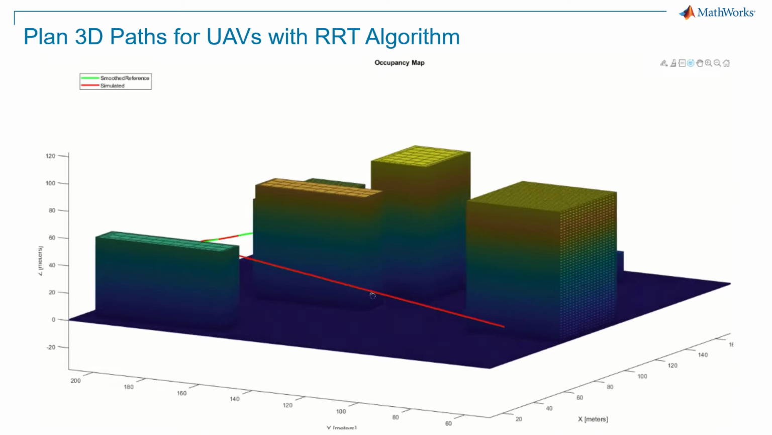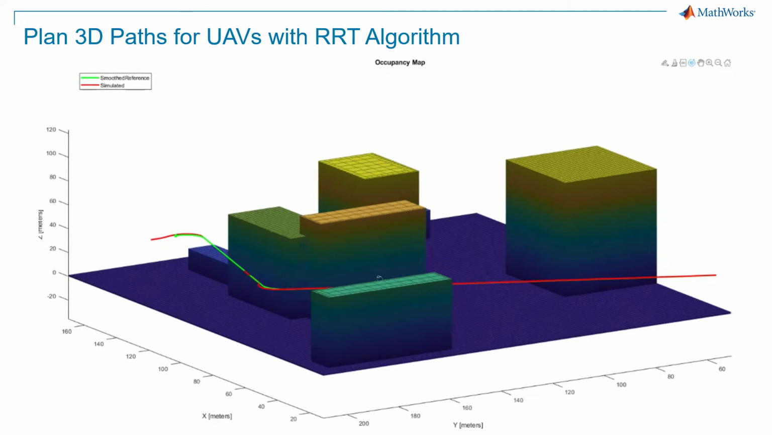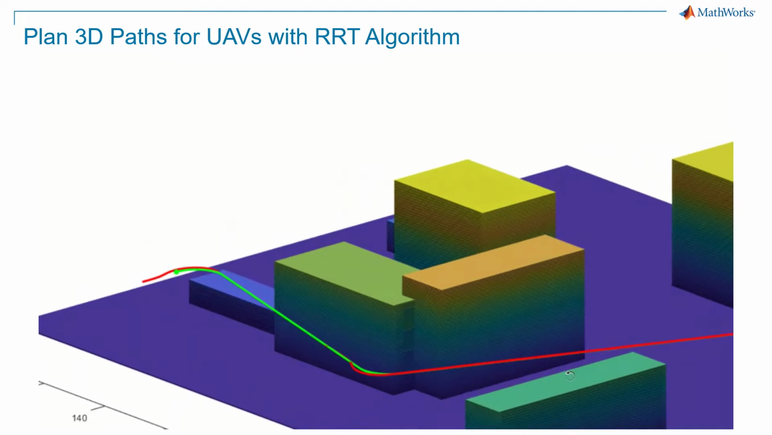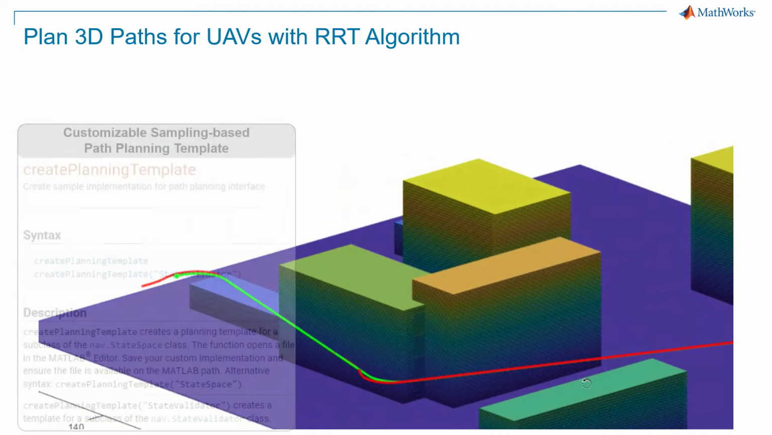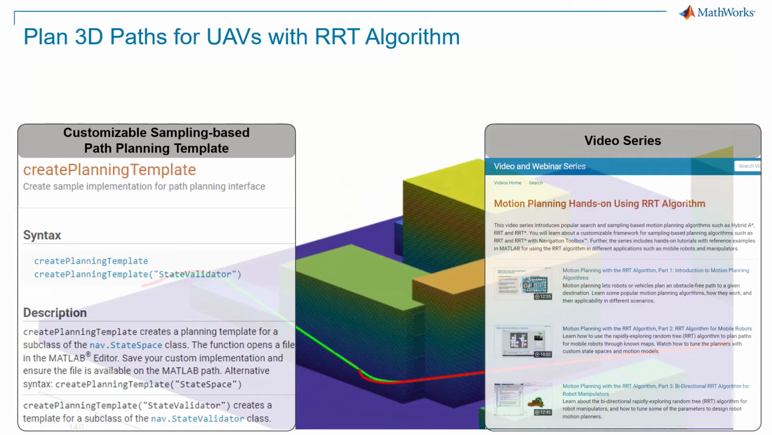In this one, you will learn about planning 3D paths for unmanned aerial vehicles, or UAVs, using the RRT algorithm with 3D motion models. You will also learn about the customizable path planning template that you can use to define a sampling-based planning interface. If you haven't watched our previous videos on this topic, please check out the video series on motion planning with the RRT algorithm.